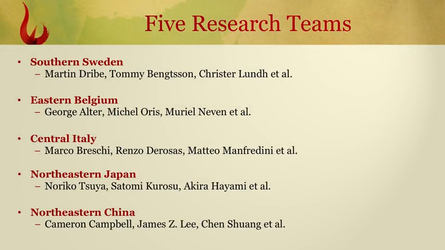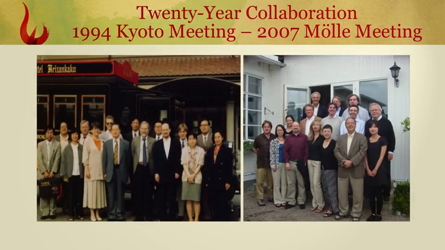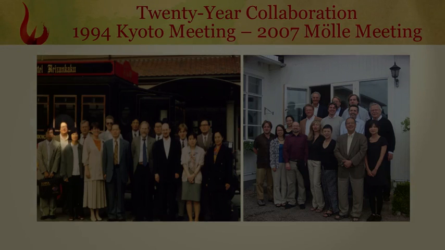The EAP is composed of 5 research teams, the principal membership of which are identified here, from southern Sweden, from eastern Belgium, from central Italy, from northeastern Japan, and from northeastern China. And as you can see, from our first meeting in 1994 to a later meeting in 2007, and even later meetings in 2014, you can see the aging and the changing composition of the EAP group. I'm identified in the second row on the left in the 1994 photograph, and second in the front in the 2007 photograph. Cameron Campbell is second from the right in 1994, and the first on the left in 2007.